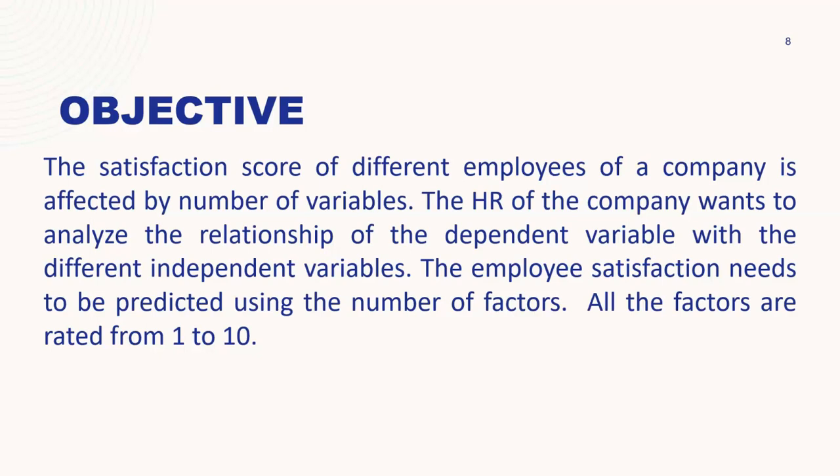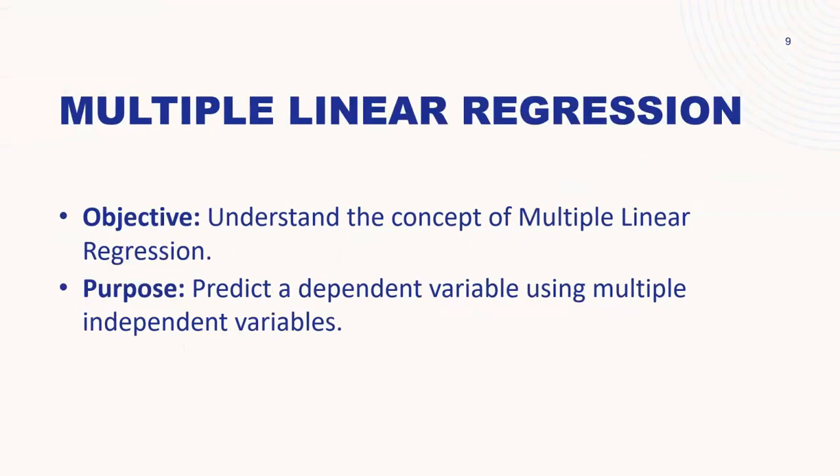All the factors are weighted from 1 to 10. So using the different factors which are weighted from 1 to 10, we are going to estimate or predict the value of our employee satisfaction, which is our dependent variable. And the rest of the factors are our independent variables. So the first objective is to understand the concept of multiple linear regression, and then our main purpose is to build the multiple linear regression model to predict the value of our dependent variable based on different independent variables.